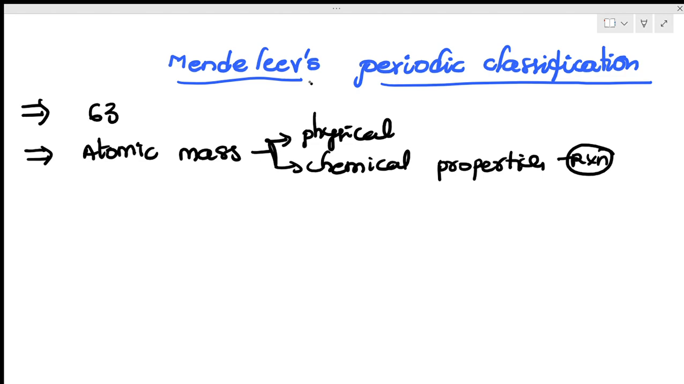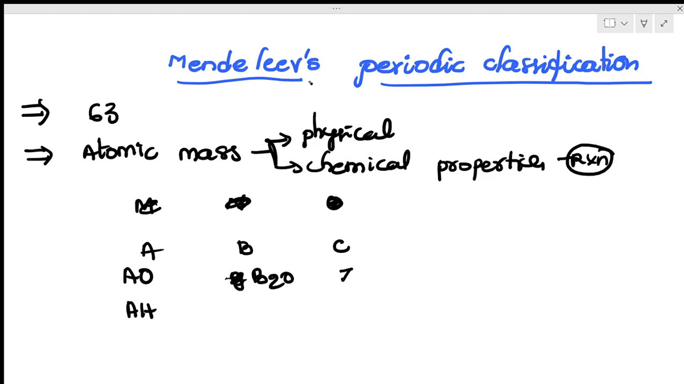So for example, I'm taking three elements, A, B, C. A reacting with oxygen forms AO, an oxide. With hydrogen it forms AH. When oxygen reacts with the B element, it forms B2O. When the C element reacts with oxygen, it forms CO. B with hydrogen forms BH. The C element reacting with hydrogen forms CH2. These are the formulas.